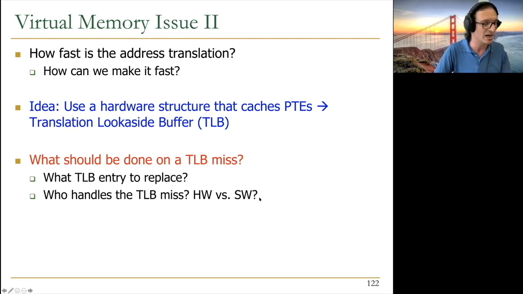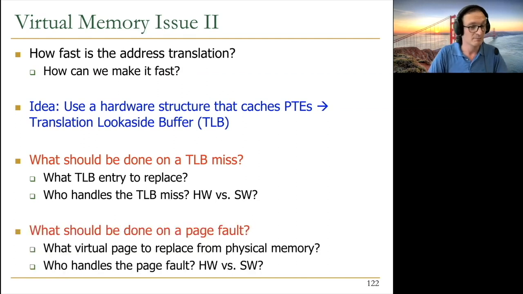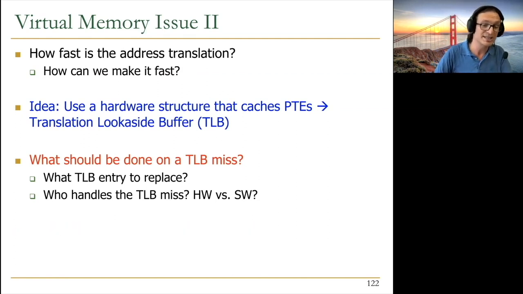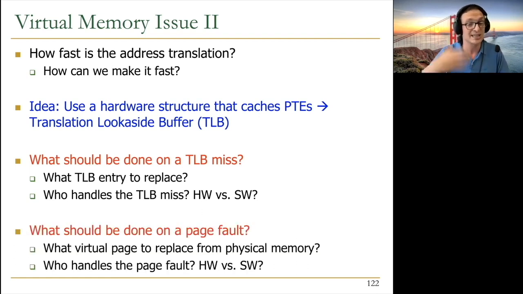In many systems today, hardware is increasingly handling the TLB misses, but there are actually some systems that handle TLB misses in software. MIPS, for example, handles TLB misses in software. And that gives more flexibility to the system. And we're going to talk about the trade-offs. And then what should be done on a page fault? What if you actually find out the PTE eventually and figure out that it's a page fault? Then what virtual page do you replace from physical memory?